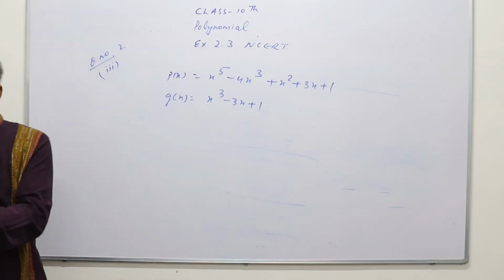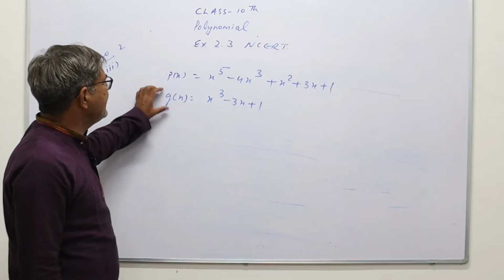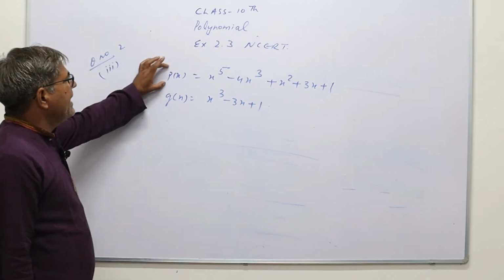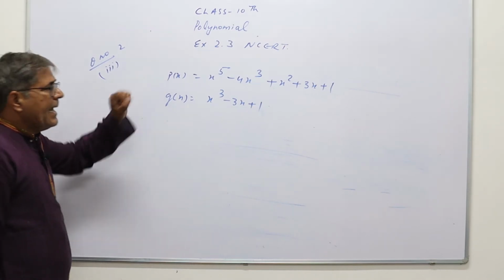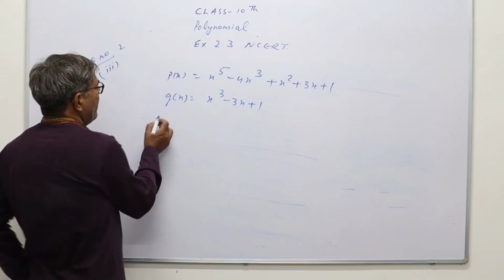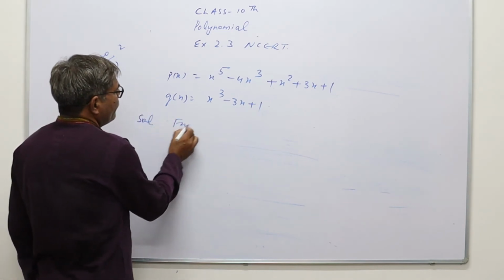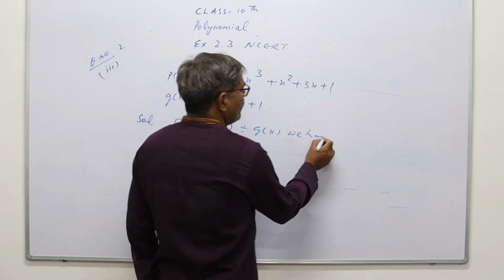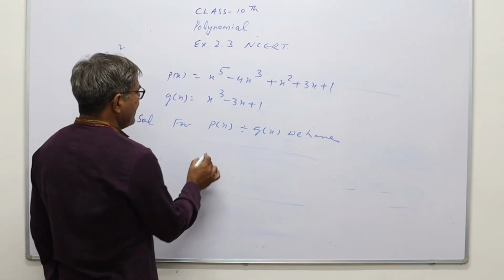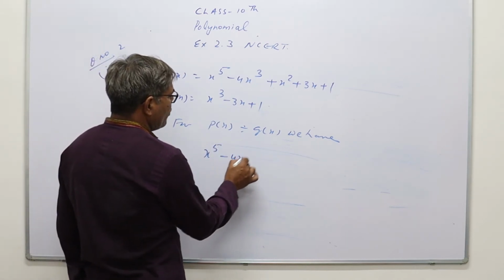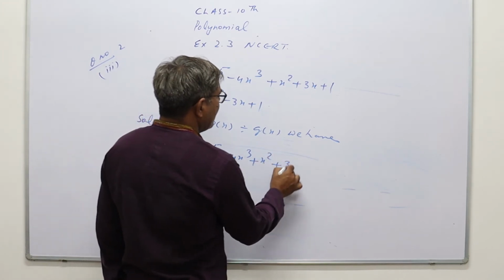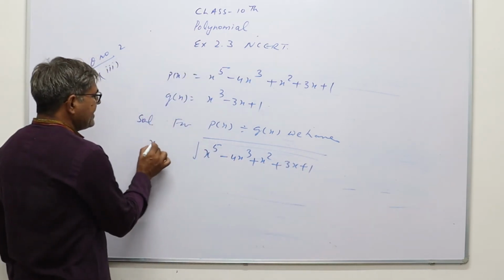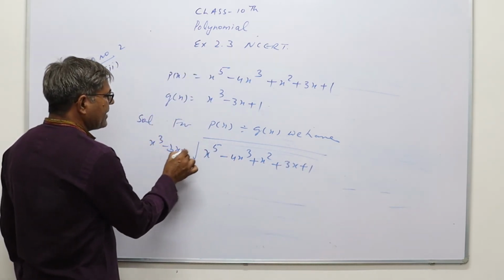And what we have to prove? We have to prove that the given g(x) is a factor of p(x). So we will divide the given p(x) by g(x) and the remainder should be 0. So for p(x) divided by g(x), how will we divide? Write first the p(x), that is x power 5 minus 4x cube plus x square plus 3x plus 1. So this is the dividend. Now the divisor is x cube minus 3x plus 1.